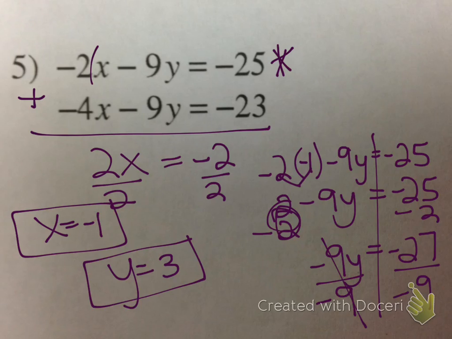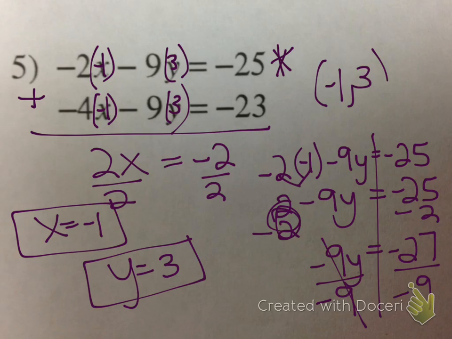So I could plug those back in, negative 1 and 3. It has to work in both equations or you didn't get it right. So my answer point is negative 1, 3. So if I graph these two equations, that's the point they have in common. That's the solution to both.